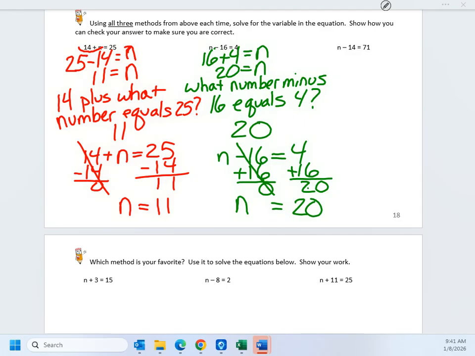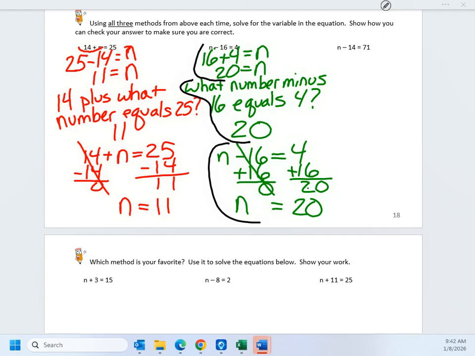So this is one method, this is one method, and this is one method. Whichever method you use, you have to fully write it out. You cannot just give an answer. You have to tell me how you found that answer, which method you used. So show your work. Some of it, we're doing mental math in our head. Write it down on the paper so I can see it.